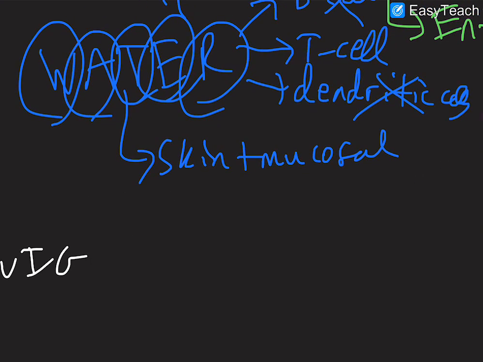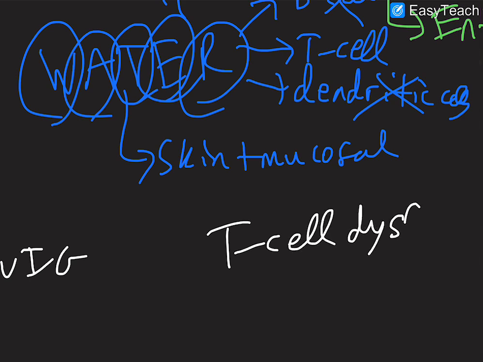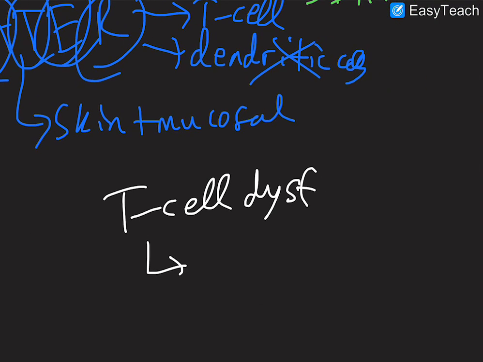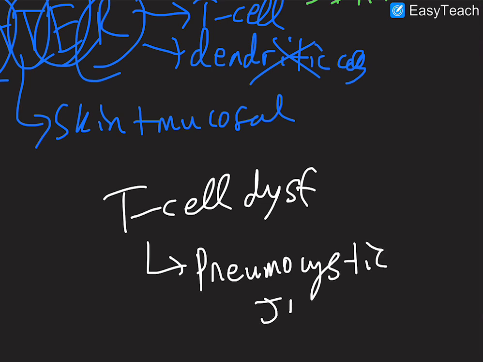Another thing we should discuss is T cell dysfunction. Remember, we have T cell dysfunction in this disease, and this also puts you at risk for infections due to Pneumocystis jirovecii. So for T cell dysfunction, you're more prone to viral infections, fungal infections, and remember Pneumocystis jirovecii. That's an important pathogen also, so we should write that down too. Pneumocystis jirovecii. Hopefully that's spelled right.